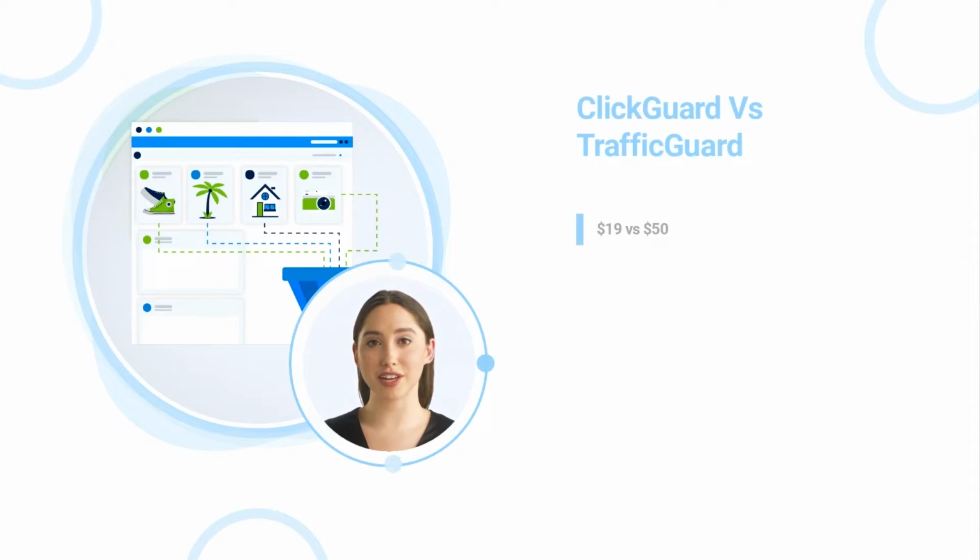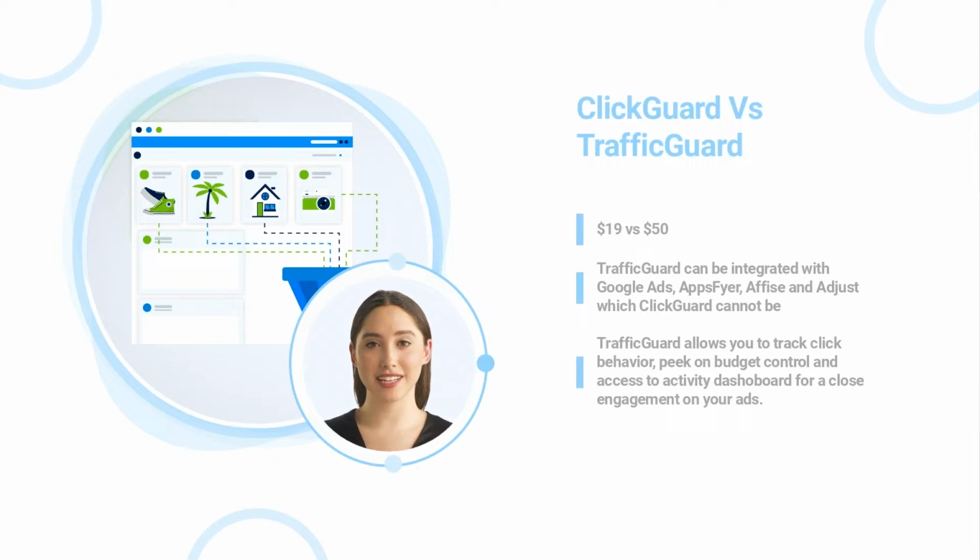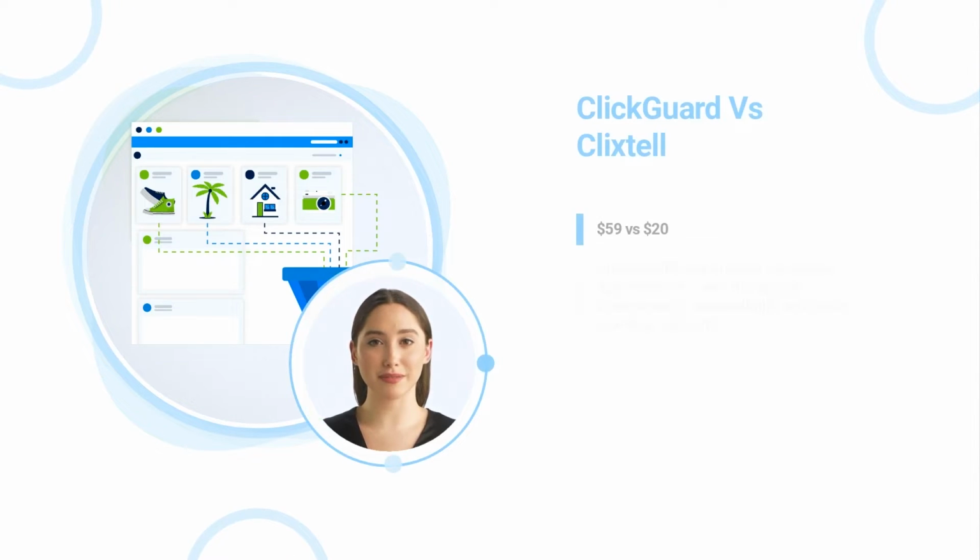ClickGuard vs TrafficGuard. ClickGuard starts at $19/month, while TrafficGuard starts at $50/month. Both have a free version for interested business owners who want to get their ads protected. TrafficGuard can be integrated with Google Ads, AppsFlyer, Affise and Adjust, which ClickGuard cannot. TrafficGuard allows you to track click behavior, keep a close eye on budget control, and access an activity dashboard for close engagement on your ads.